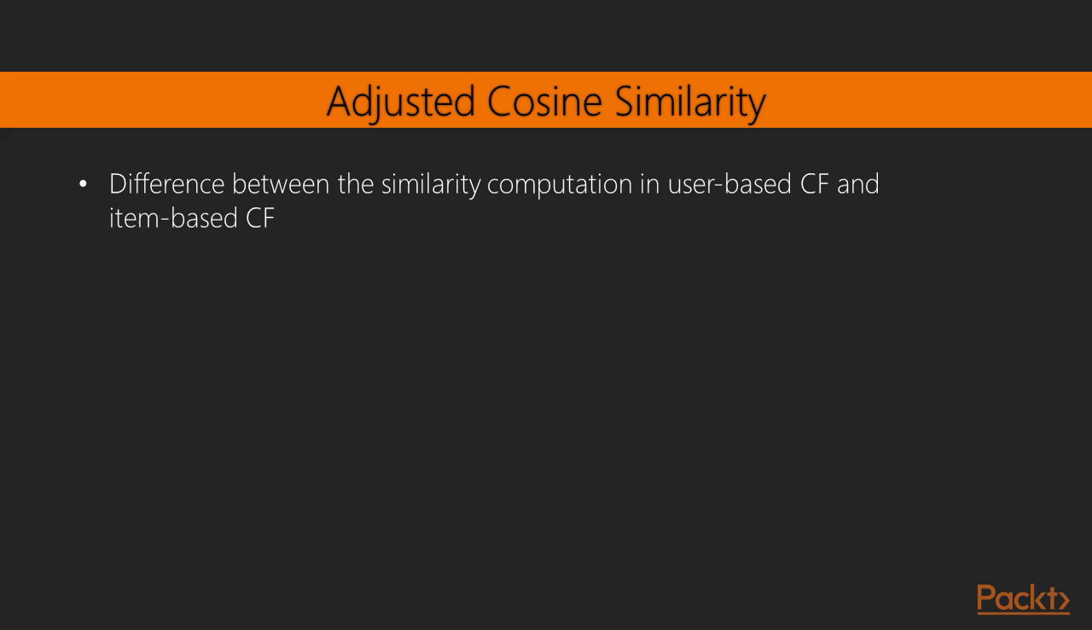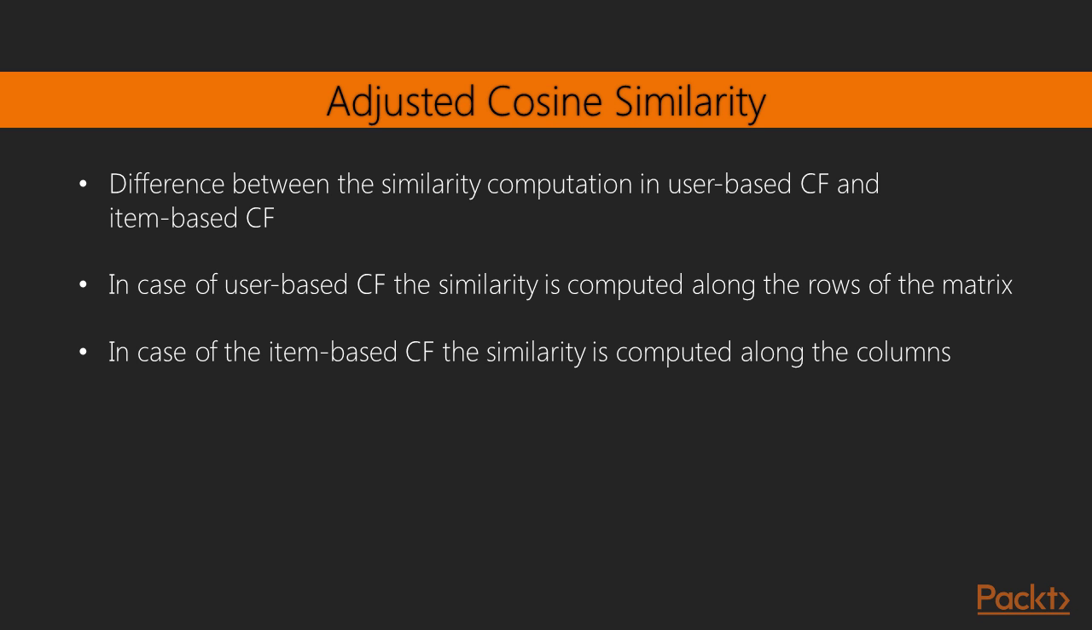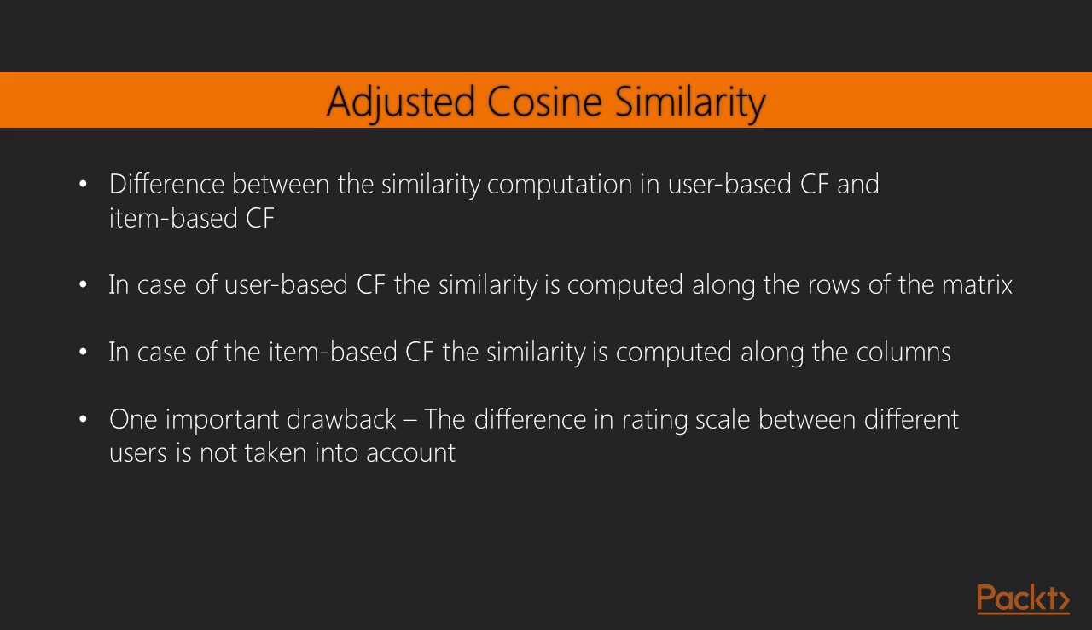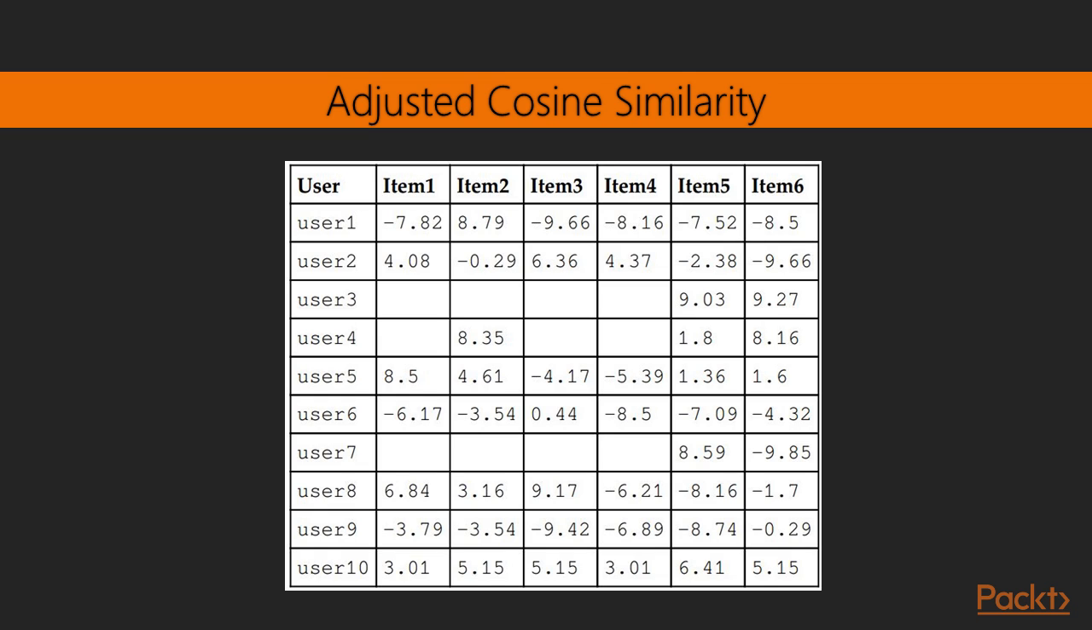Adjusted cosine similarity. One fundamental difference between the similarity computation in user-based CF and item-based CF is that in case of user-based CF, the similarity is computed along the rows of the matrix, but in case of the item-based CF, the similarity is computed along the columns, that is, each pair in the co-rated set corresponds to a different user. Computing similarity using basic cosine measure in item-based case has one important drawback. The difference in rating scale between different users is not taken into account. The adjusted cosine similarity offsets this drawback by subtracting the corresponding user average from each co-rated pair. The example is given in Table 1, where the co-rated set belongs to different users. Users are in different rows of the table.